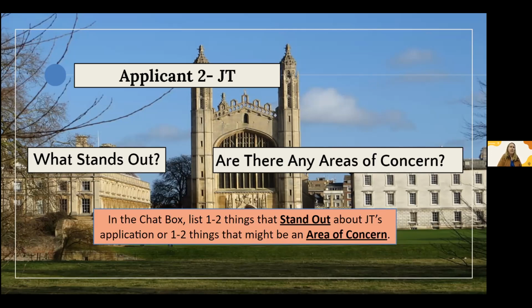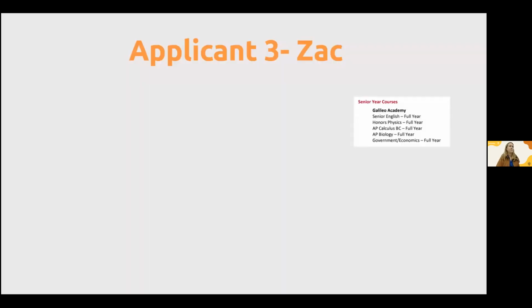All right, we'll move on to the next candidate. There's only 3. So this last one is Zach. So there are their senior courses. You can see a snapshot right there. A couple honors and a couple college prep and a couple APs.